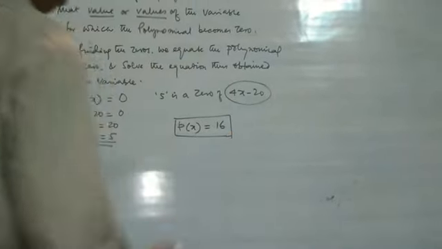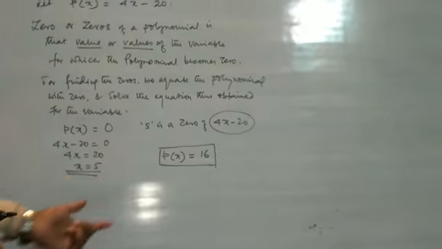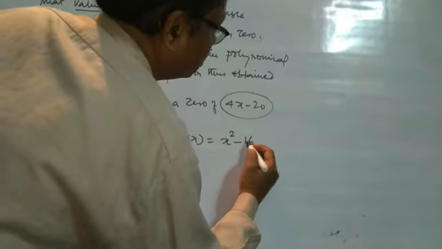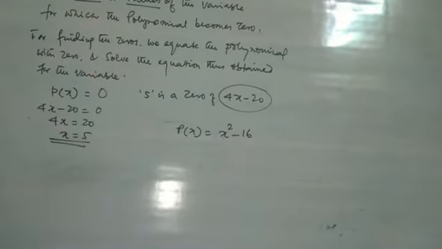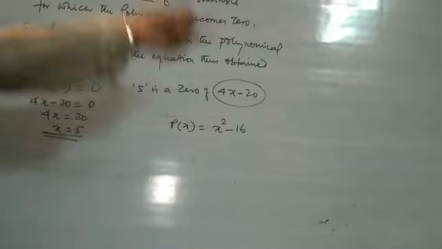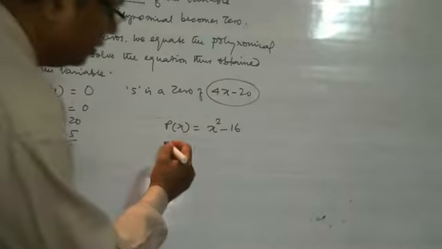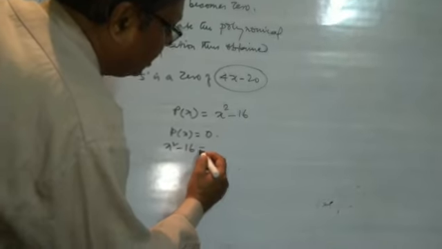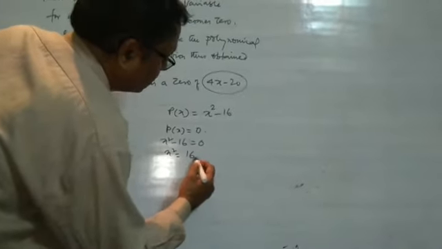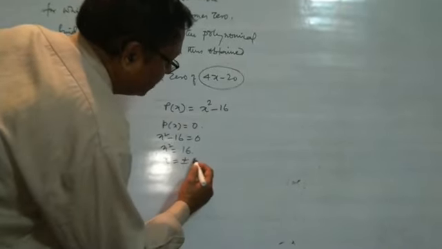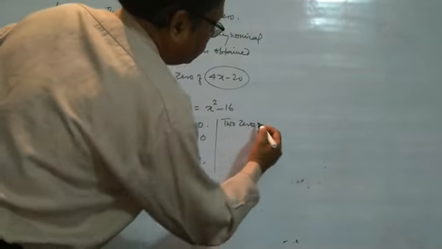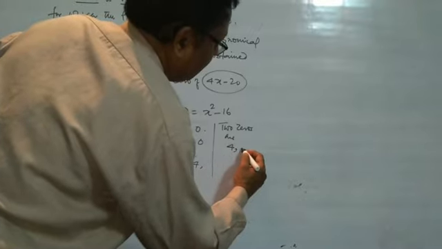It is a quadratic polynomial. Now, the question says, find out the zeros. Let P(x) be x square minus 16, a quadratic polynomial, and you are required to find its zeros. What we will do is P(x) equals 0, that is x square minus 16 equals 0. x squared equals 16, x equals plus minus 4. So what we are finding here is that there are two zeros, 4 and minus 4.